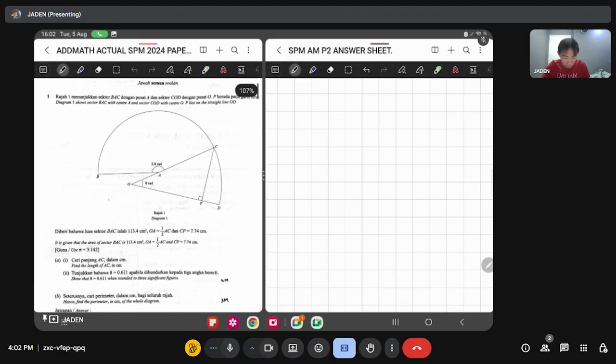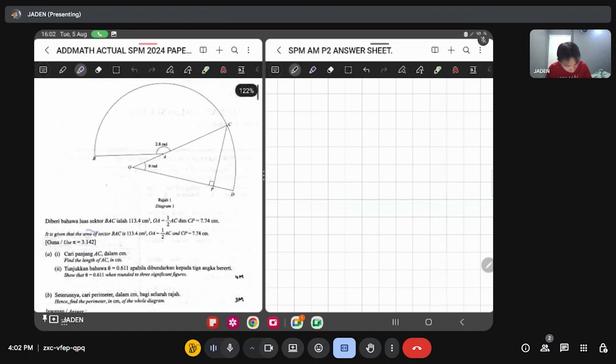Let us start. Diagram 1 shows a sector BAC with center A and sector COD with center O. P lies on the straight line OD. It is given that the area of sector BAC is 113.4 cm squared, OA is 1/2 AC, and CP is 7.74 cm. Find the length of AC in centimeter. For pi, you're going to use 3.142.